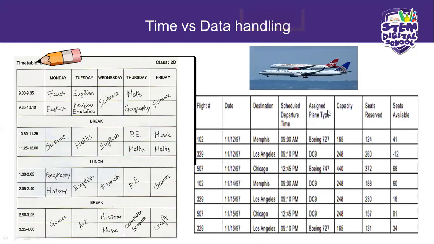It says assigned plane type. It means what type of aircraft are they going to use? This is a Boeing 727, a DC-9, there's a Boeing 747. I don't know types of planes, the one I know is an Airbus. I've heard that there's an Airbus.